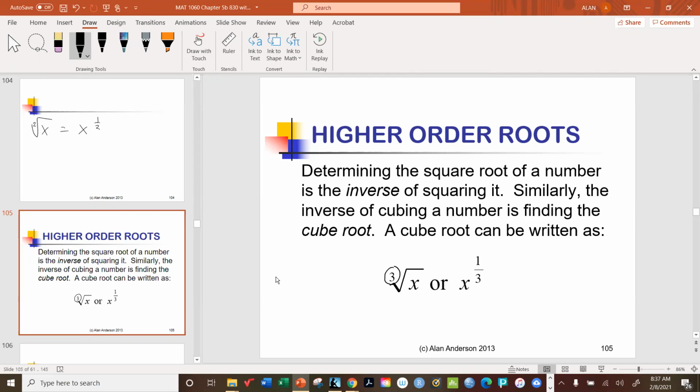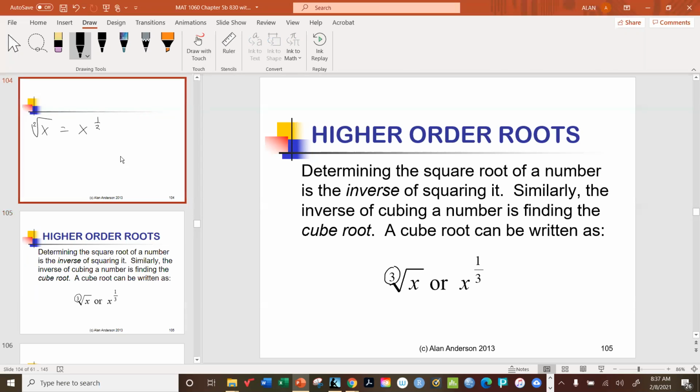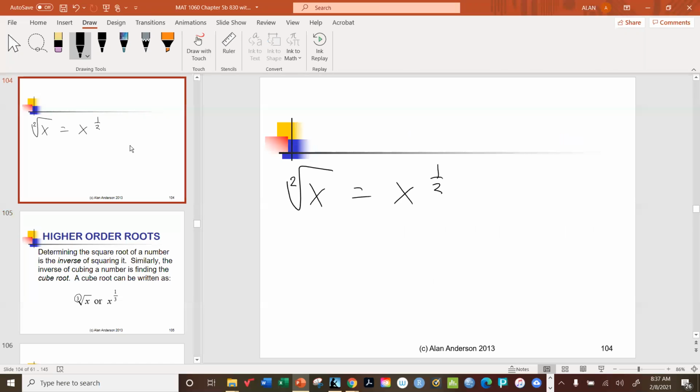Now, if you look at your iPhone calculator very quickly, you'll see, let's see, where is it? Oh, it's in the 3rd row, 3rd from the left. There actually is a button on this calculator that will let you take cube roots directly. It's got 3 buttons right next to each other.